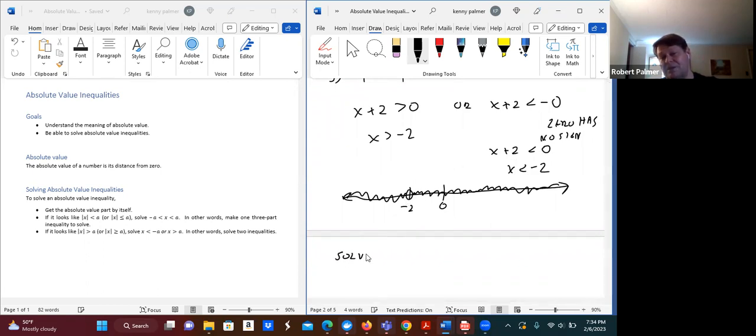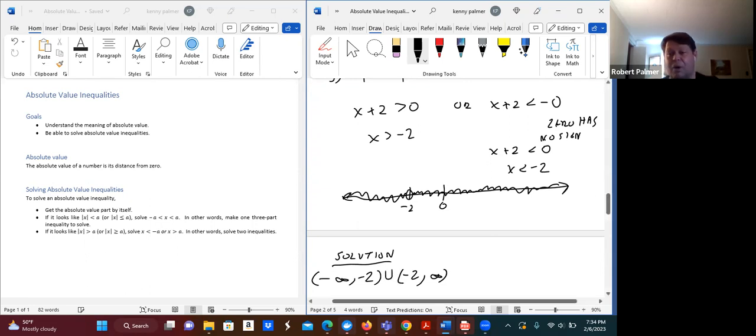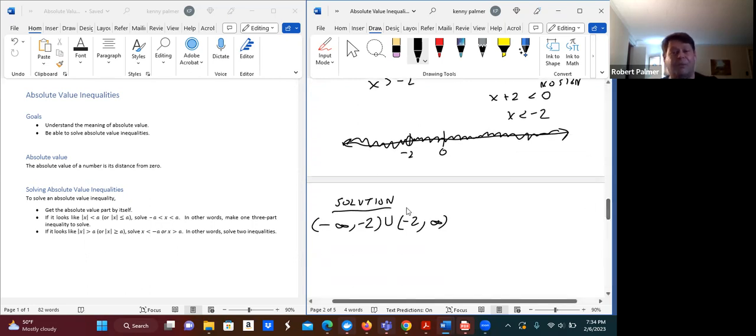Still, let's write that as an interval. The first interval is negative infinity to -2, with -2 not included. The second one is -2 to positive infinity, with -2 not included, and a union sign in the middle. So in words, that simply says all real numbers except -2.